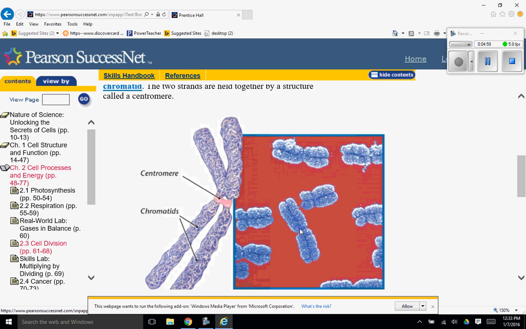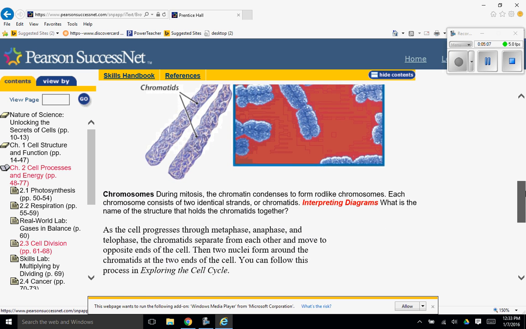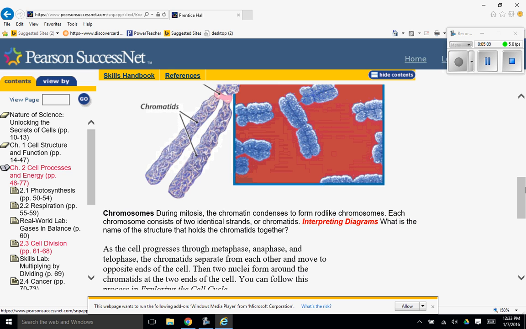Here are some scanning micrographs of the same thing. Notice how they look more like they're attached than separated here. Chromosomes. During mitosis, the chromosome condenses to form rod-like chromosomes. Each chromosome consists of 2 identical strands, or chromatids.